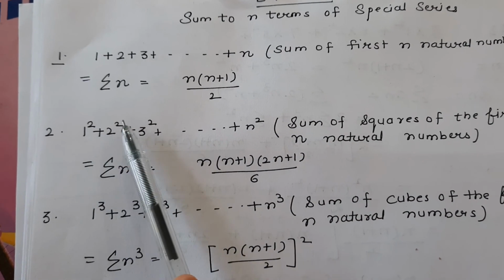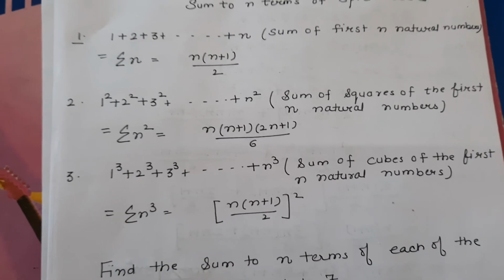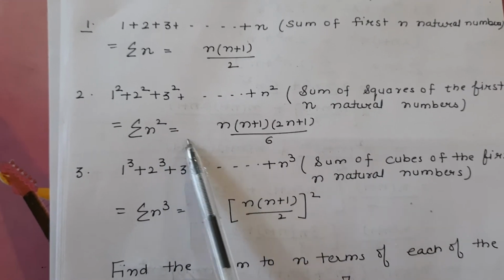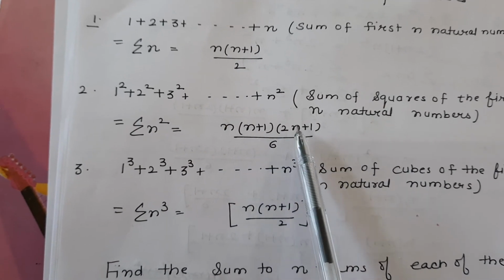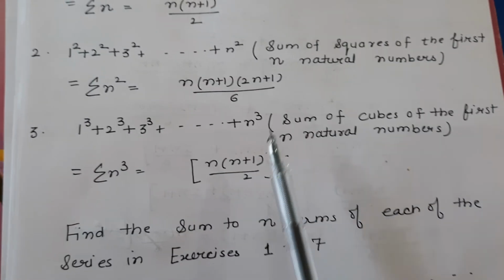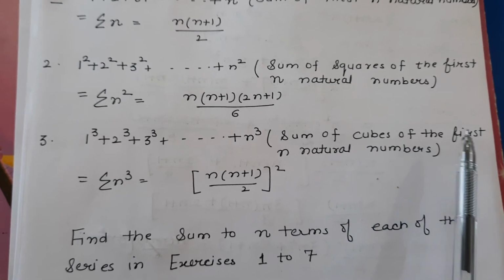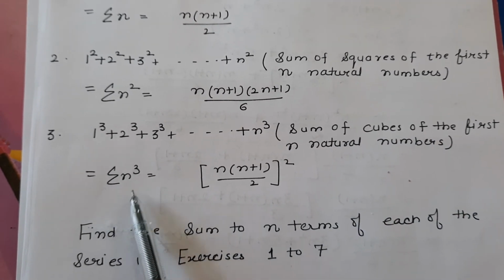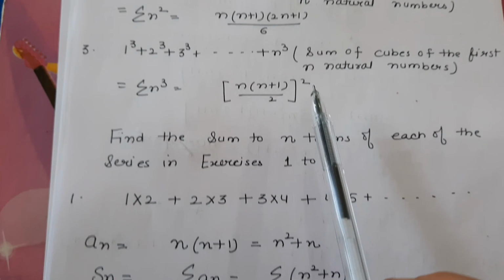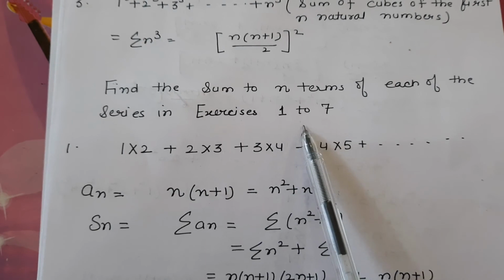Next is 1 square plus 2 square plus 3 square up to n square. This is the sum of squares of first n natural numbers. It can be represented by summation n square, and the formula is n into n plus 1 into 2n plus 1 by 6. Next is 1 cube plus 2 cube plus 3 cube up to so on n cube. This is the sum of cubes of first n natural numbers. This is summation n cube, and the value is n into n plus 1 by 2, and it's a whole square.